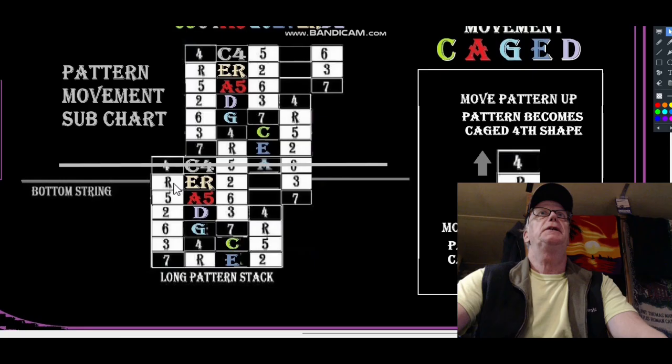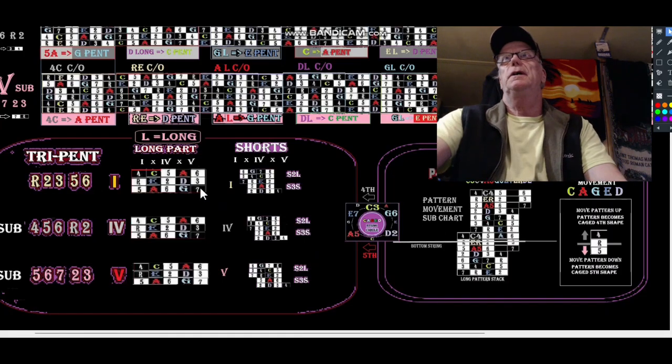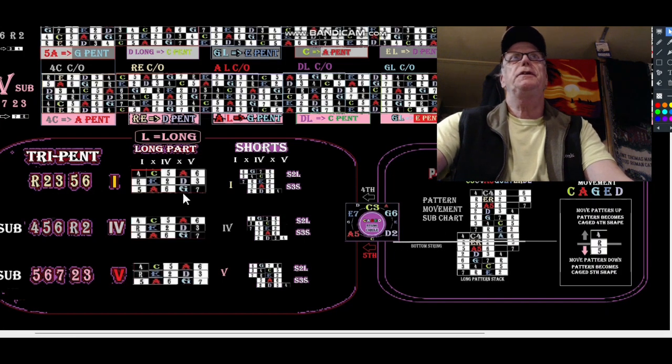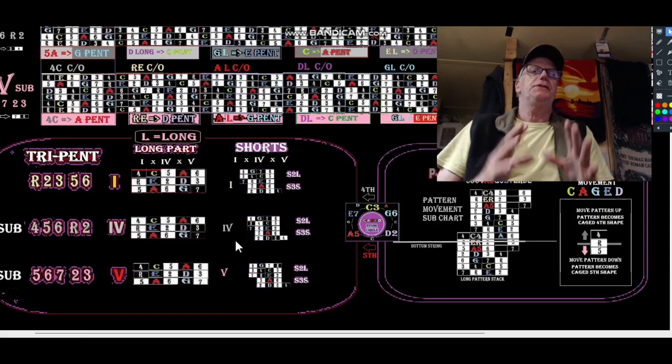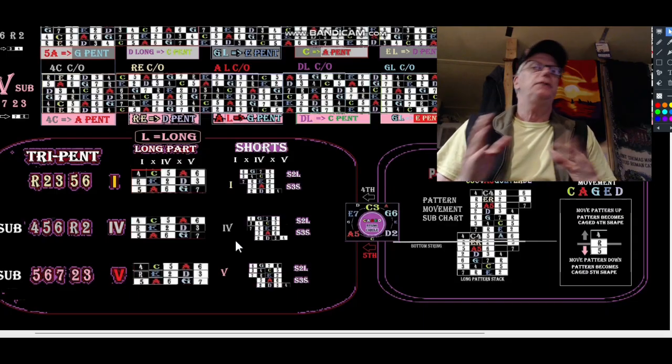What are we looking at here? We're looking at root, 2, 5, 6, root, 2. Now let's see where that shape ends up. I had to zoom out here. We're going to see if we can find these patterns. This is the key to the whole thing. Can you find the pattern quickly on the chart? Once you find it, you know what it is.